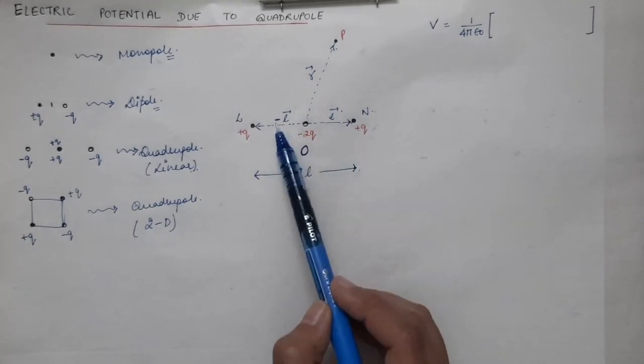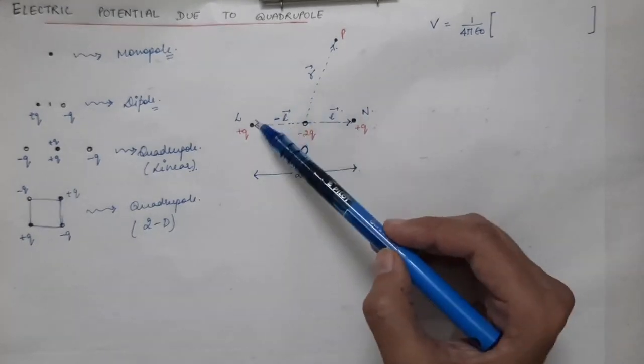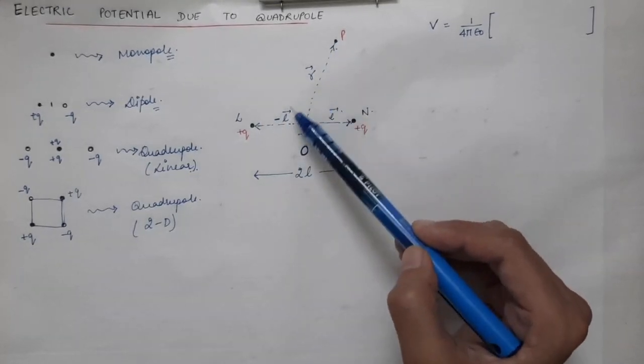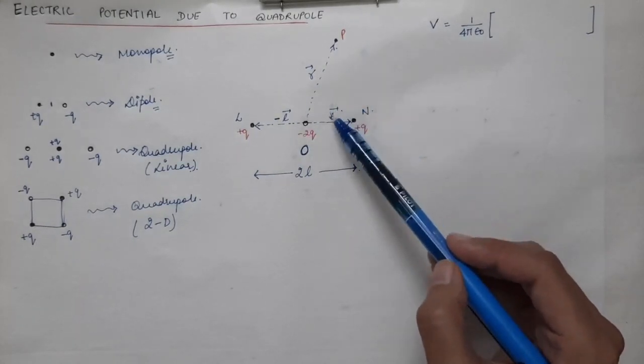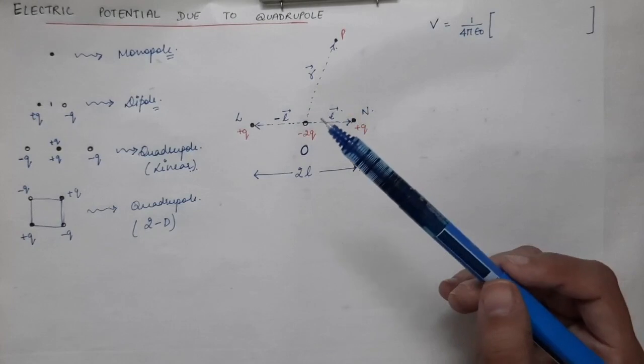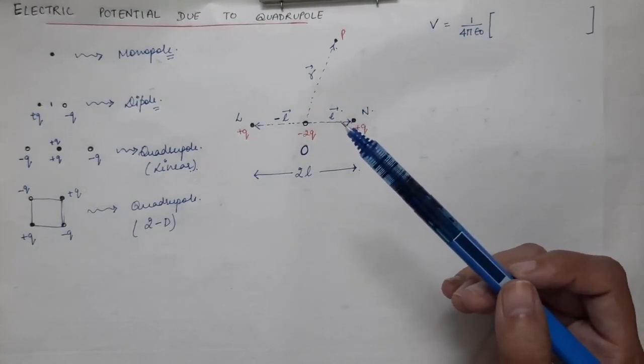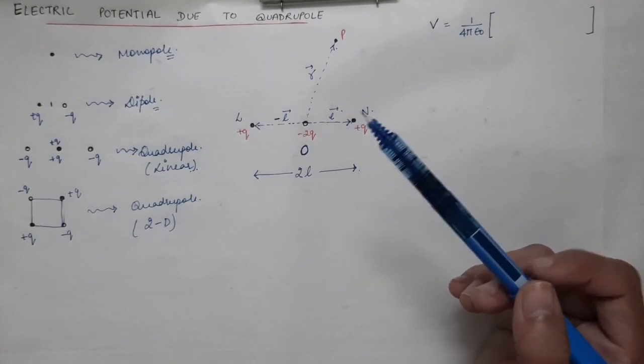So R and L are known to us. So we need to find LP in terms of R and L, and similarly we need to find NP in terms of L and R. So we will simply use the triangle law of vector addition.